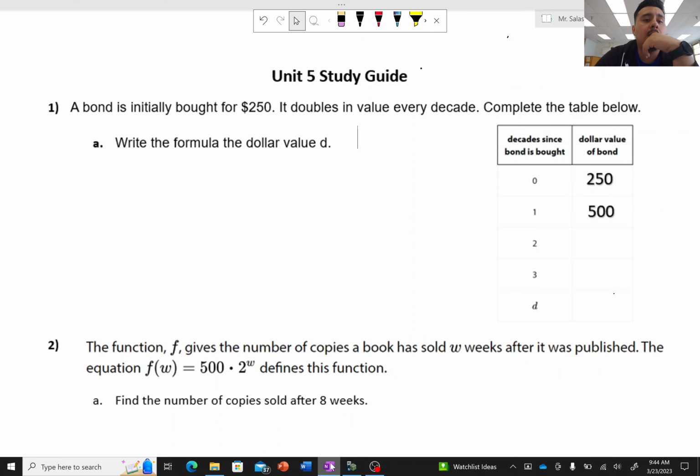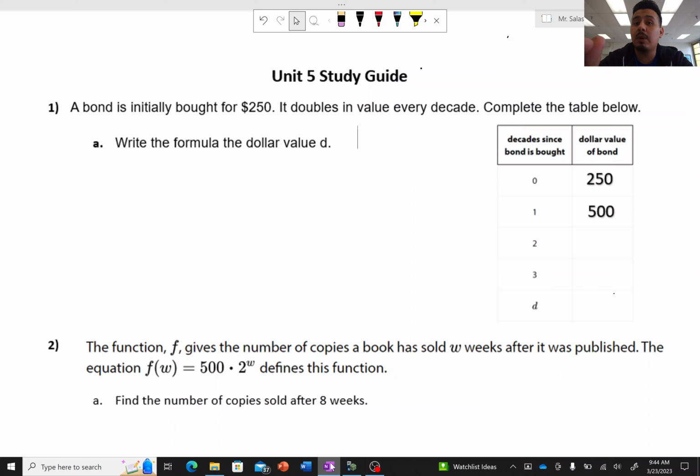Number one says, a bond is initially bought for $250. It doubles in value every decade. Complete the table below. Write the formula for the dollar value of D.